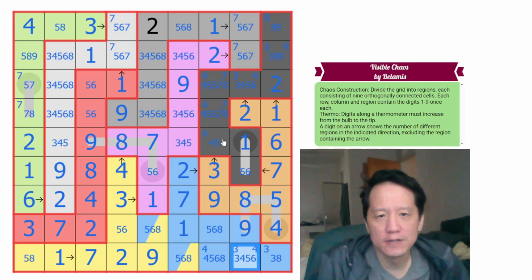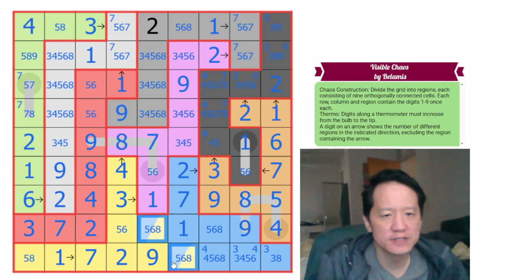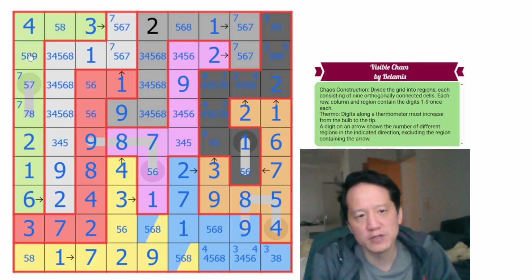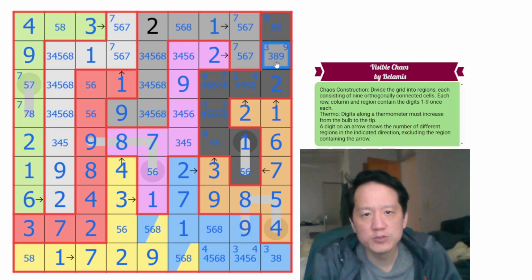Okay. Now we have to differentiate somehow. Oh, we have a 5, 7, 8 triplet in the green region. So that eliminates 5, 7, and 8 from the rest of the region. Therefore, this must be a 9. Which means this cannot be 9, which means this has to be a 9.